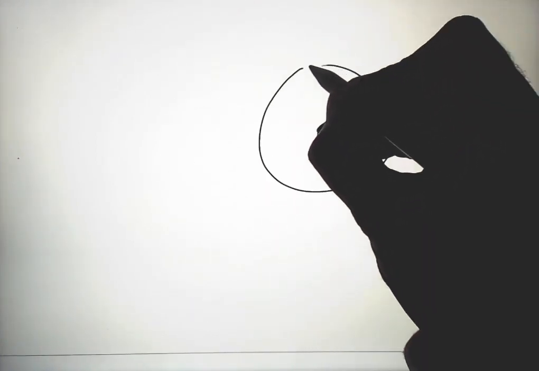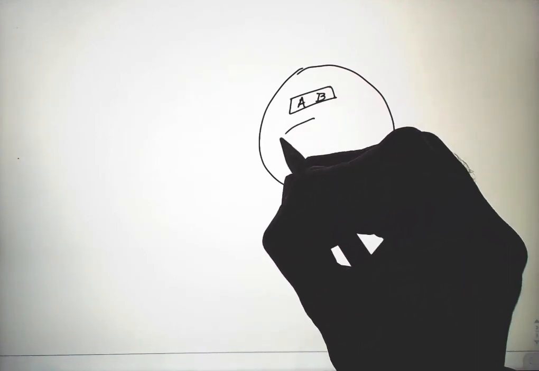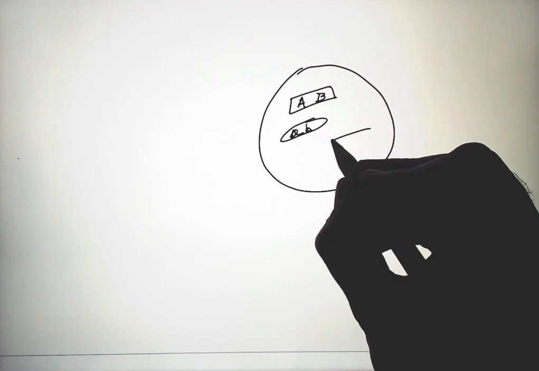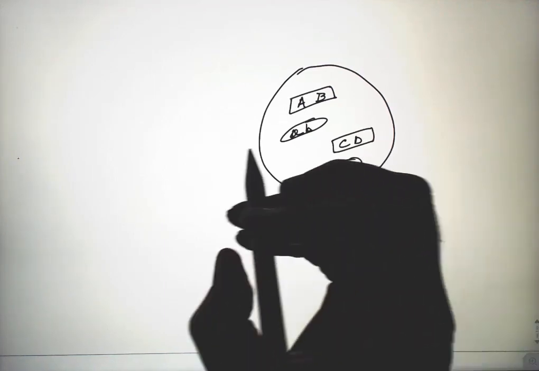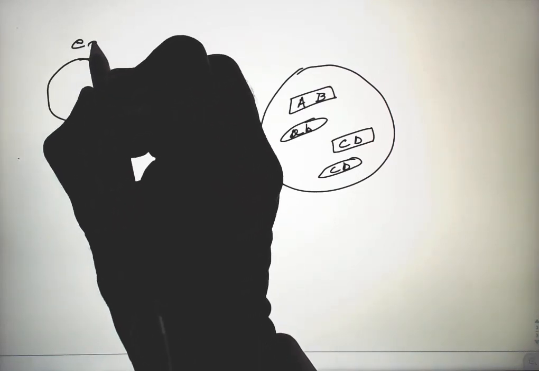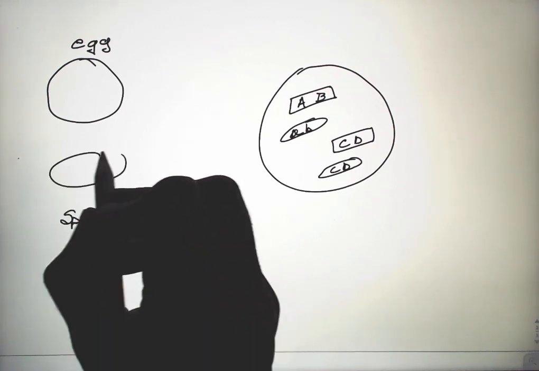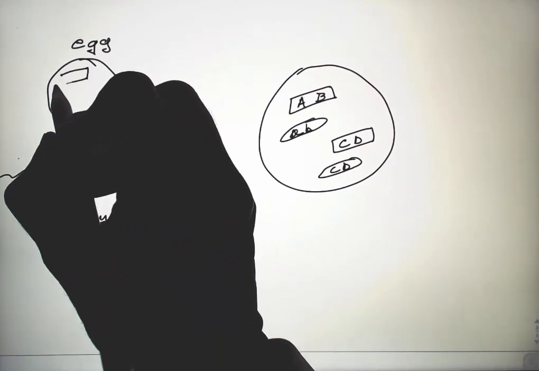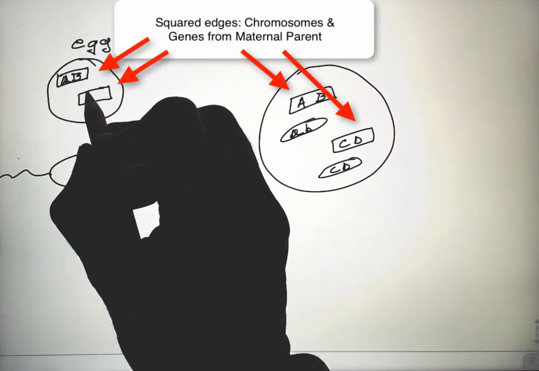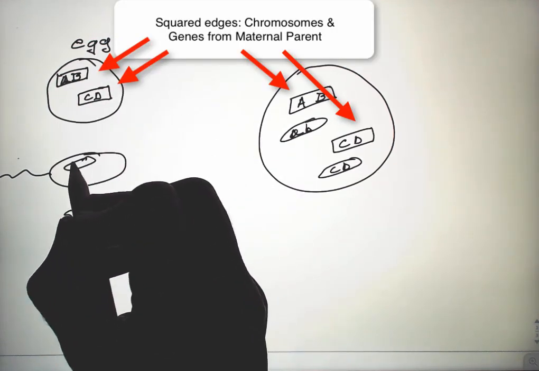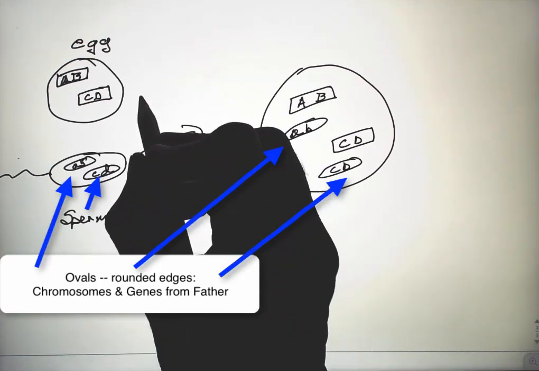We often care about where those chromosomes came from, so here is a diploid cell with 2n equals 4. In other words, 2 copies of each chromosome. And that came from parents, an egg and a sperm. And the egg was haploid, and I'm showing the squares are telling us it came from the egg. The ovals are telling us that chromosome came from the sperm, from the father.